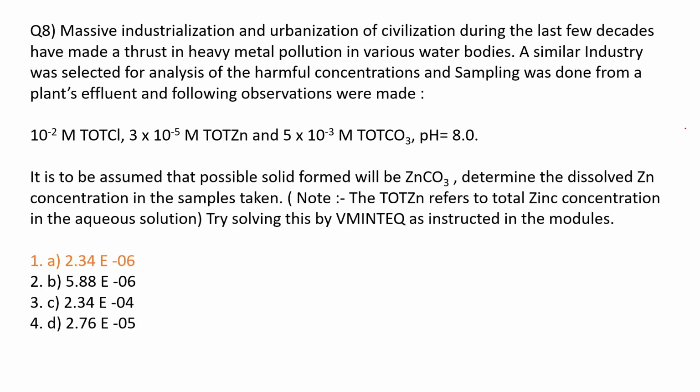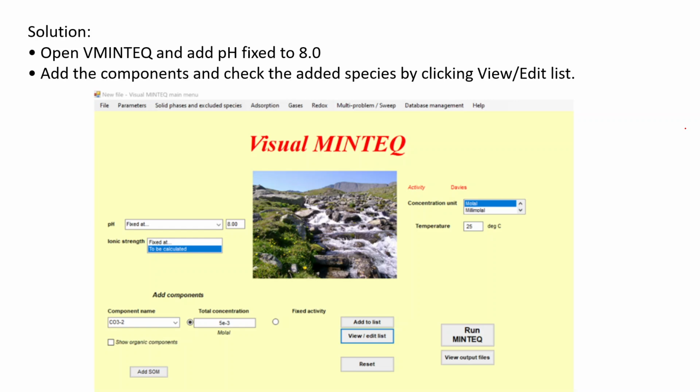So the correct option is option A, 2.34 into 10 raised to power minus 6. And how is this coming? So first of all, we'll fix the pH to 8. So here at the very first option, we'll fix the pH to 8. Then we will add the components. We will add the components one by one with their total concentration.